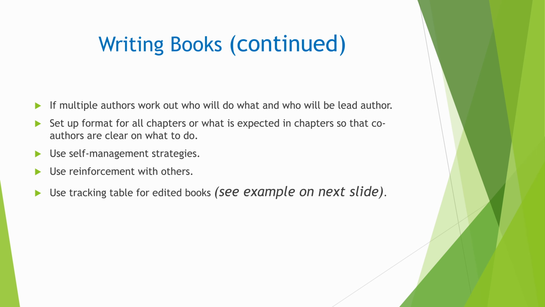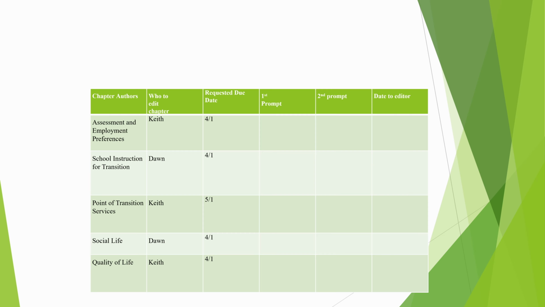You want to use self-management strategies with yourself and encourage others to use them, and use reinforcement with others. So people may say they're going to commit and write the chapter, but you have to make sure they're actually doing it. So you want to do a tracking table for edited books. And here's a tracking table that Dawn Hunter and I developed. So it's got the chapter, topic, and authors, who's going to edit the chapter, requested due date, first prompt, second prompt, and date to author. So you have to prompt people. They may not get things in on time. And again, you just want to make clear who's doing what as far as the editing process goes.